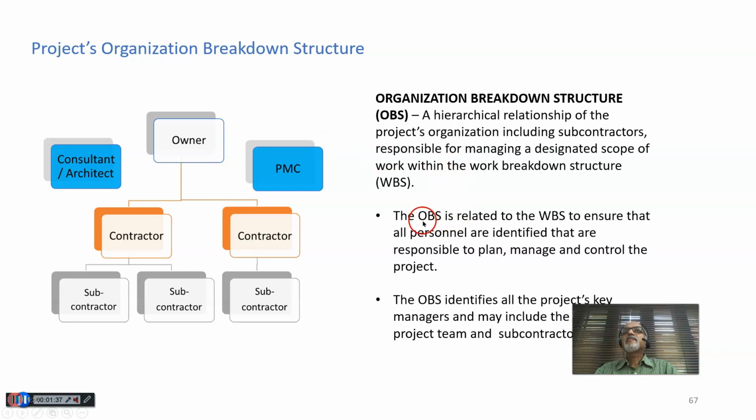The organization breakdown structure is related to the work breakdown structure to ensure that all personnel are identified that are responsible to plan, manage, and control the project. The organization breakdown structure identifies all the project's key managers and may include the contractors, project team, and subcontractors as well.